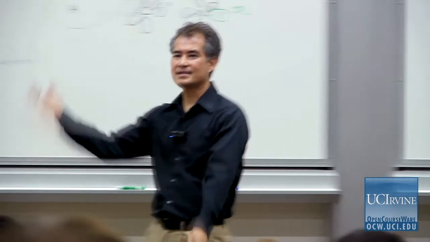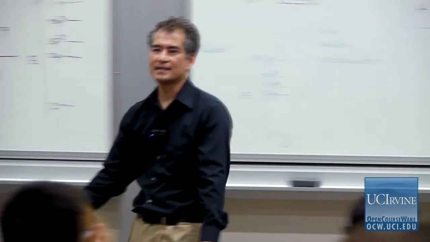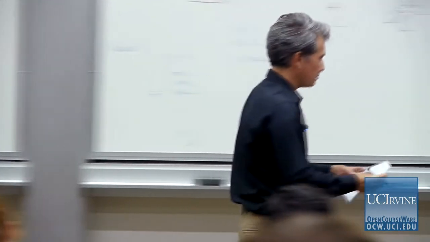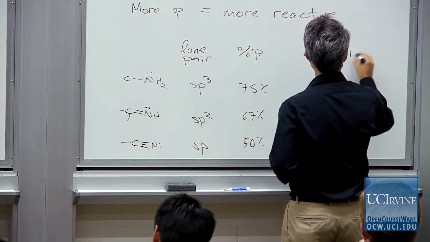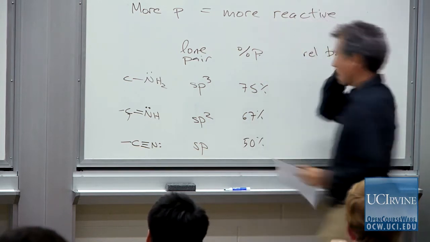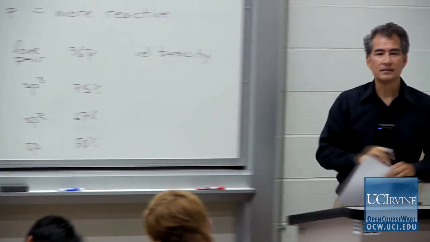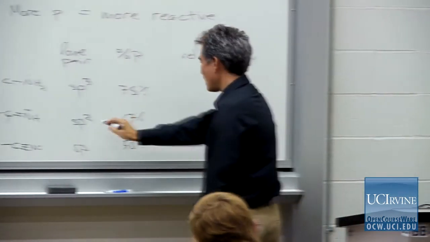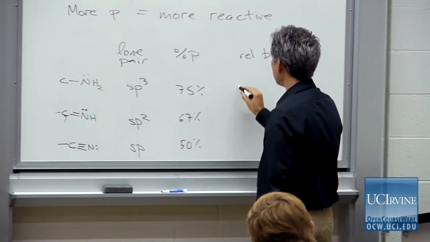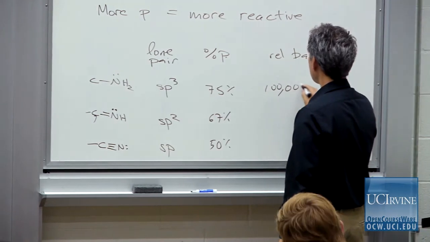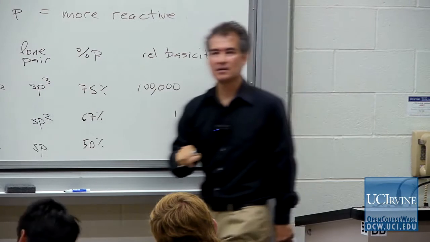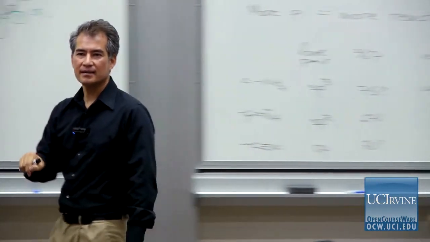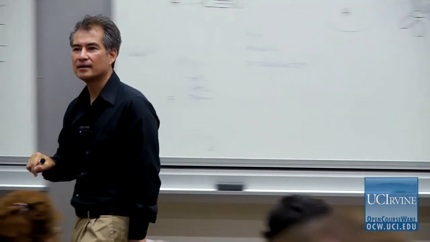75 cents, 66 cents, what's the difference there, right? How big of a difference could that make? Maybe you already know something about the relative basicity of these. I can go to a pKa table and look up the converse of basicity, acidity. What you find out is, I'll assign this a relative value of 1, that an sp3 hybridized nitrogen lone pair is 100,000 times more basic than an sp2 hybridized nitrogen lone pair.